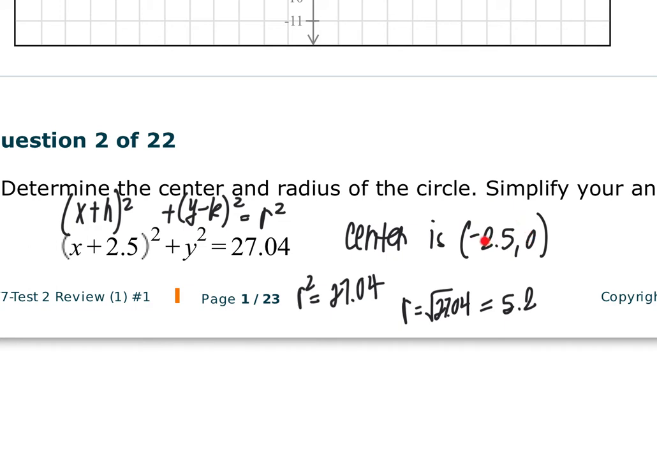You see that for the x, I wrote down a -2.5 because, again, what you see in the equation is the opposite sign of what the actual coordinate is. So it was positive in the equation, it's negative in the coordinate. The radius squared right here on the end was 27.04. To get the radius, I need to take the square root of the radius squared. So the square root of 27.04 is 5.2.